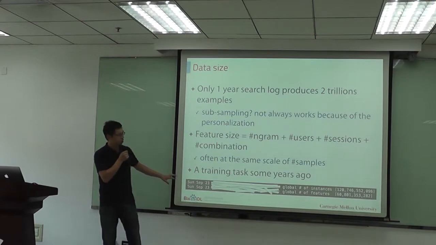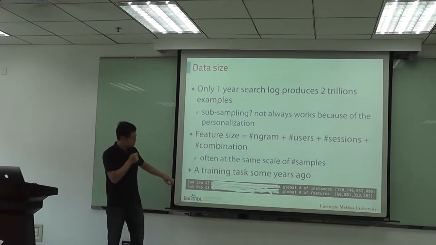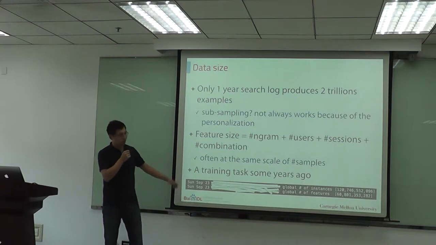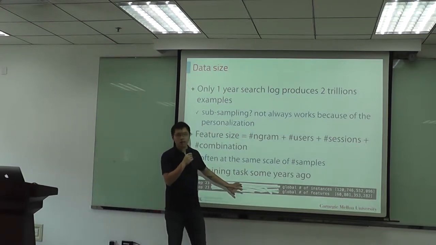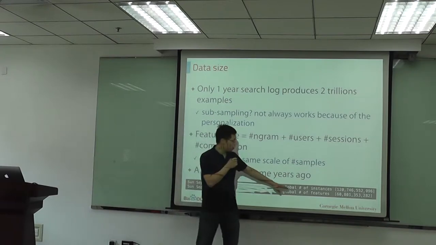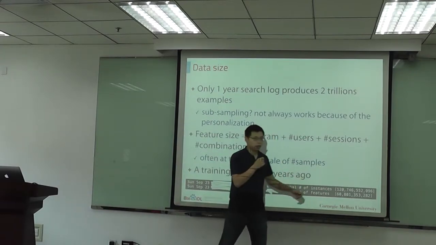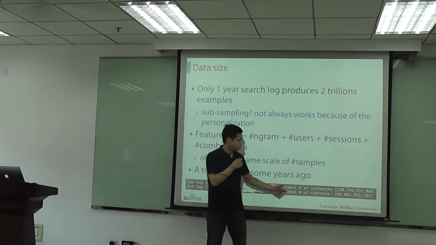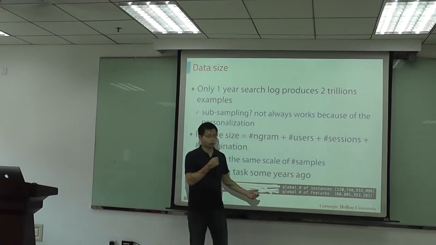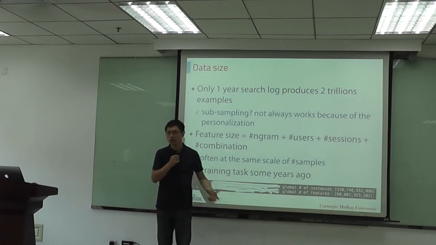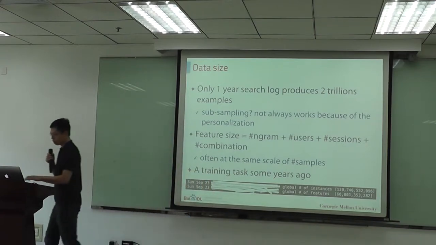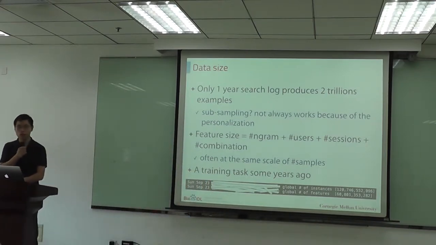Here's the training log we ran a few years ago. It's somewhere in September, a few years ago, and this kind of task we run each day. We have about 100 billion examples and about 6 billion features. So this is the type of task that we run for advertising. This is just one example.